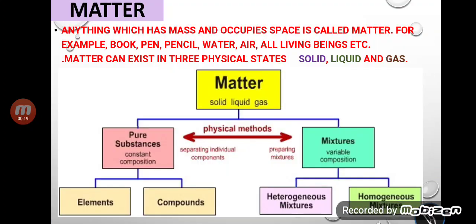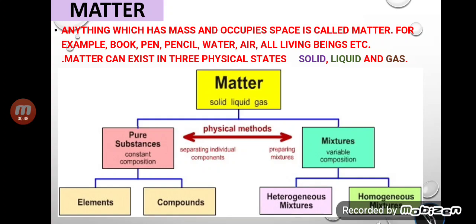Here, what is a matter? Anything which has mass and occupies space is called matter. For example, book, pen, pencil, water, air, all living beings, etc. Why are they called matter? Because they have mass and occupy space. And matter can exist in three physical states: solid, liquid and gas.